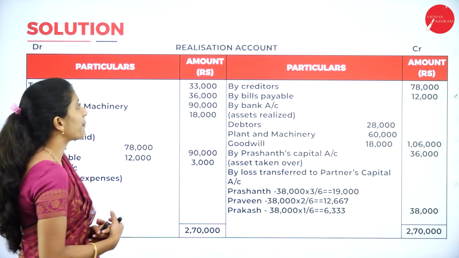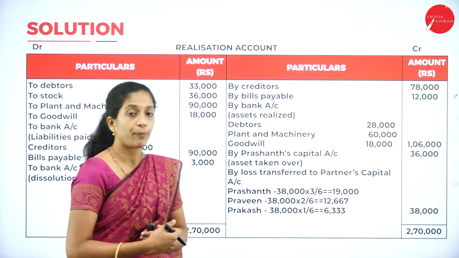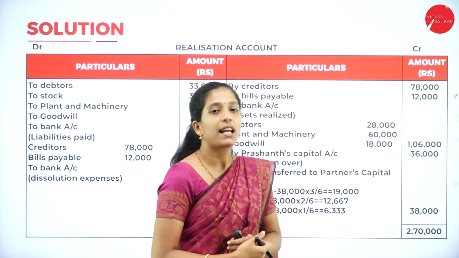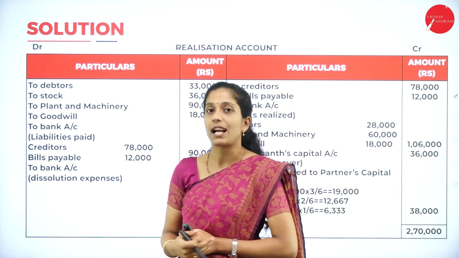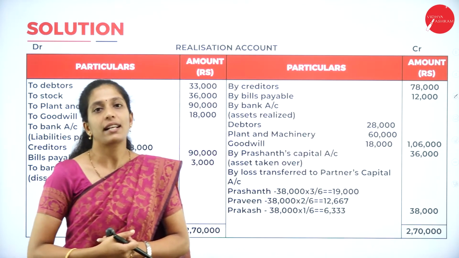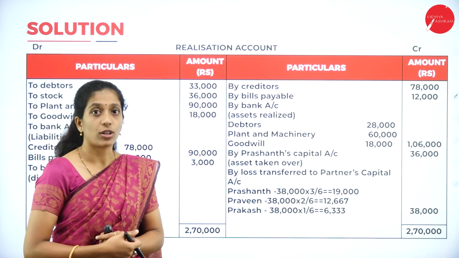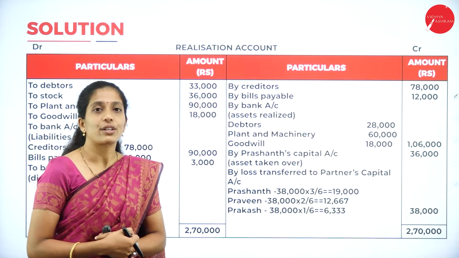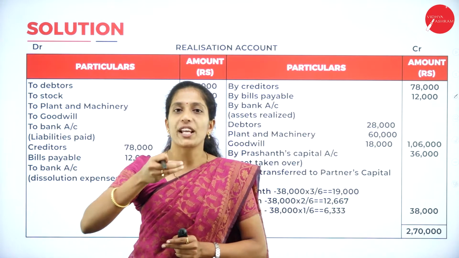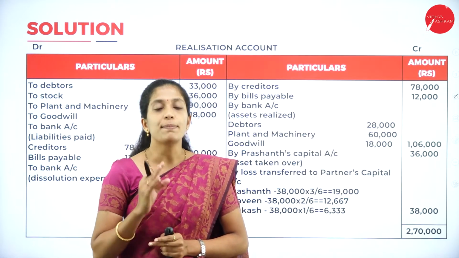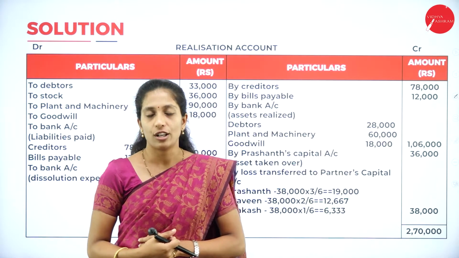First account to be prepared is realization account. So what is the format of realization account? You'll have a debit and credit side. Under the debit side, particulars and amount; credit side, particulars and amount. Now, first what you are going to record in your realization account is that you have to bring all the assets except cash or bank and profit and loss account.